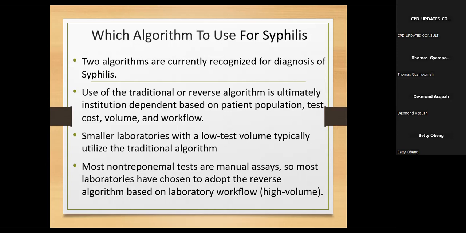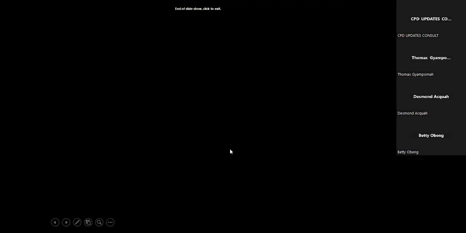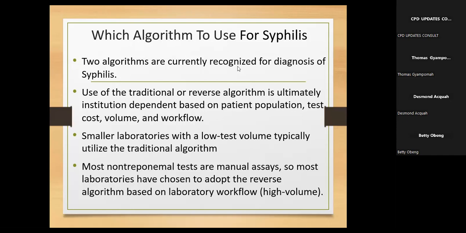Most non-treponemal tests are manual assays. So most laboratories have chosen to adopt the reverse algorithm based on laboratory workflow and the high volumes. So wherever there are high volumes, as opposed to where there are low test volumes, you may want to use the traditional. So wherever the volumes are more, you want to do the listing. I think that we can end here and probably now debate which way to go.